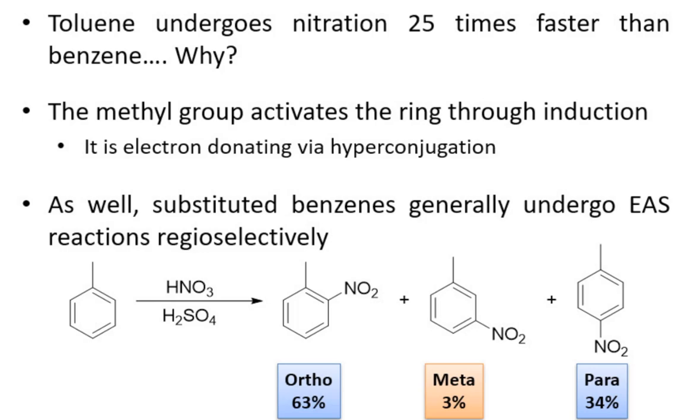And then when we look at the last product, para nitration, we see that that's kind of in the middle at about 34%. So there's certain selectivity in that we do have a major product, and that's the ortho, and then we have a minor product, para, and then a very, very minor product, and that's meta.